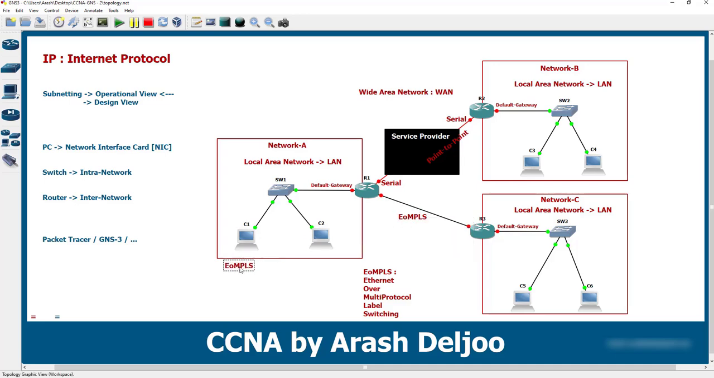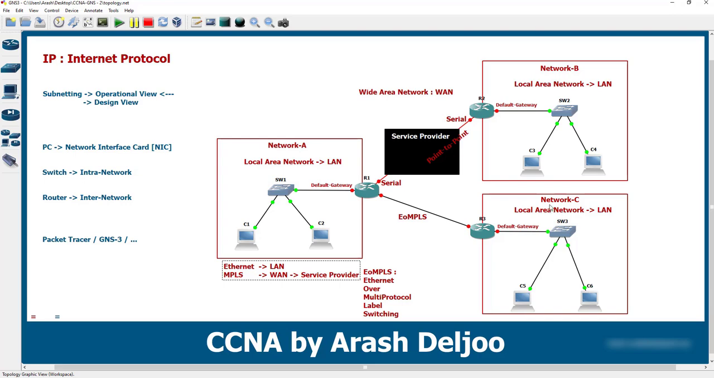Let me write here, look at here. We have two technologies, Ethernet and MPLS. Ethernet is a technology we use for communicating between the systems in a LAN. You will learn about Ethernet in this course in future videos. But MPLS is a WAN technology, and it should be learned in the service provider courses, not in this course.